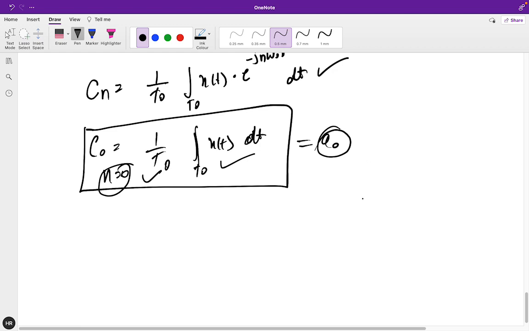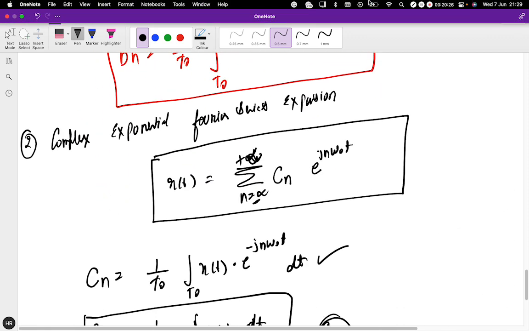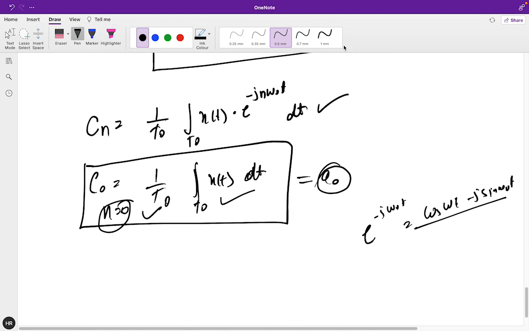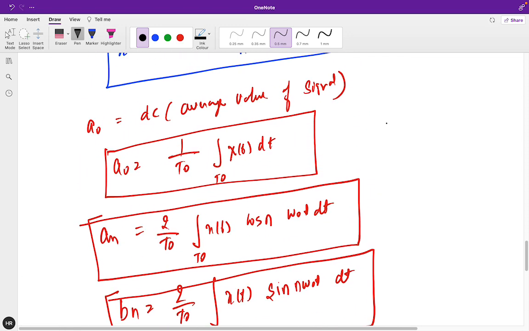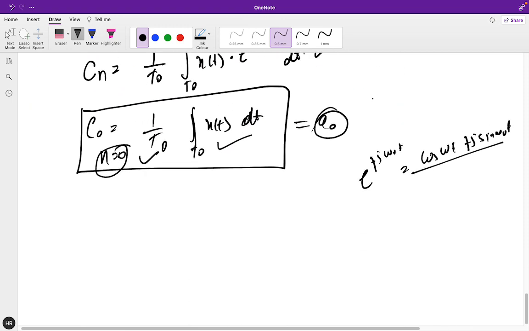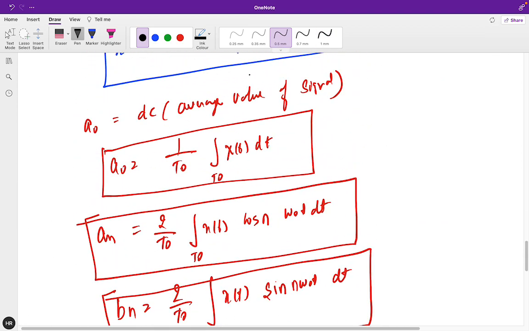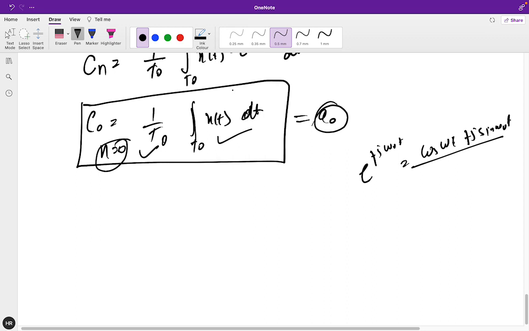Actually the meaning is this: e power minus j omega naught t can be written as cos omega naught t minus j sine omega naught t. So here we break down the signal in two forms. Here plus is there, so if it will be plus, then this will also be a plus. The formula is the same only. If you remember this formula, you will easily get this one also from this. Yes, C naught we are getting like this.